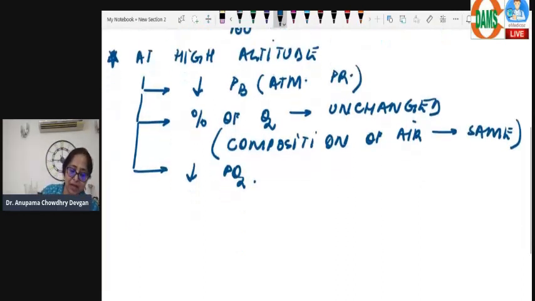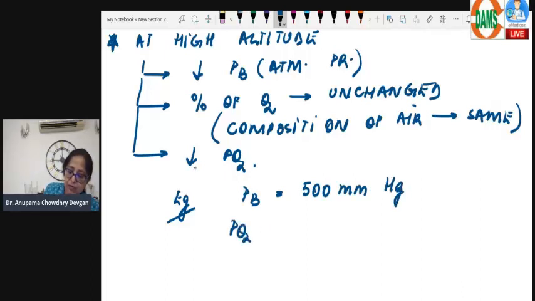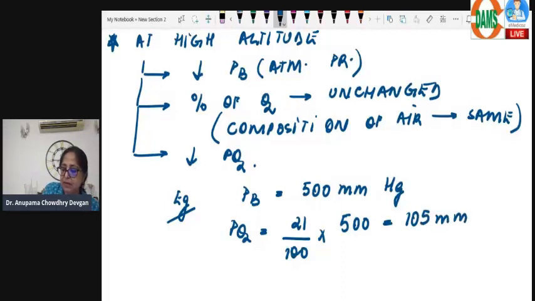the atmospheric pressure. For example, if I give you a question that the atmospheric pressure is 500 millimeters of mercury instead of 760, how much is going to be the partial pressure of oxygen? This is 21 upon 100 into 500, which will be 105 millimeters of mercury. This is what is meant by partial pressure. Partial pressure of oxygen will be 21 upon 100 into whatever is the atmospheric pressure.